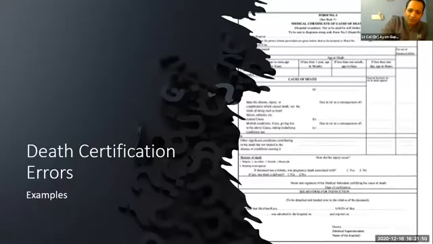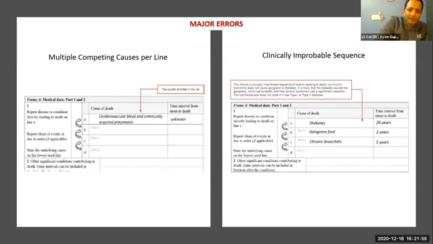So we want to see some examples of how errors happen in death certification. Now you see there are certain things called major errors. Now what are these major errors? You can have multiple competing causes given in a line. Actually, in death certification, as most of you know, you're supposed to give only one specific etiological cause per line.